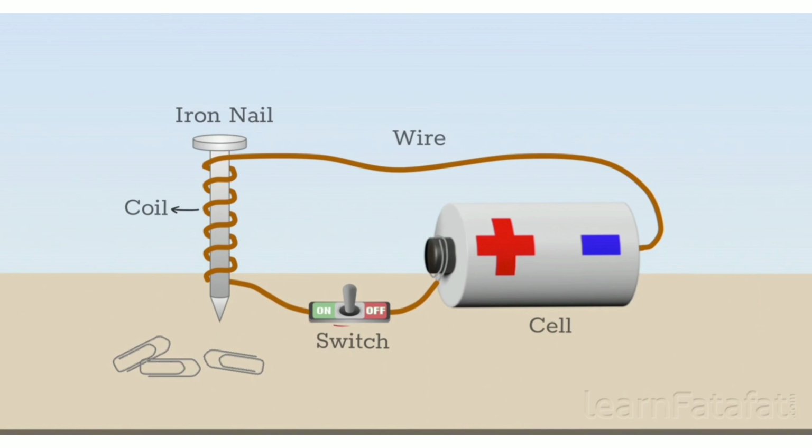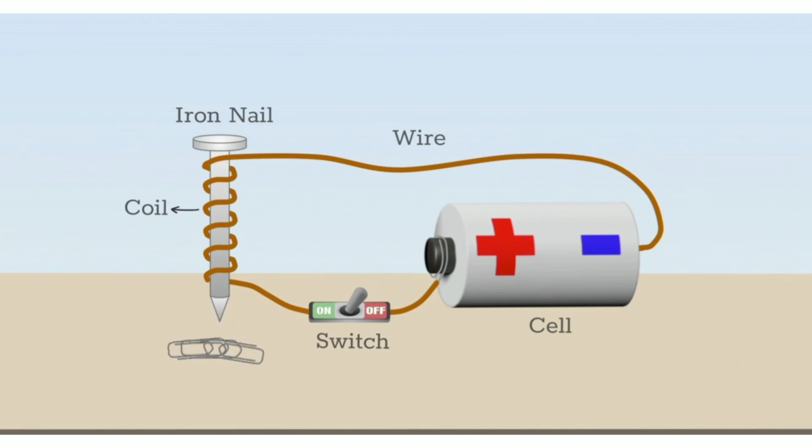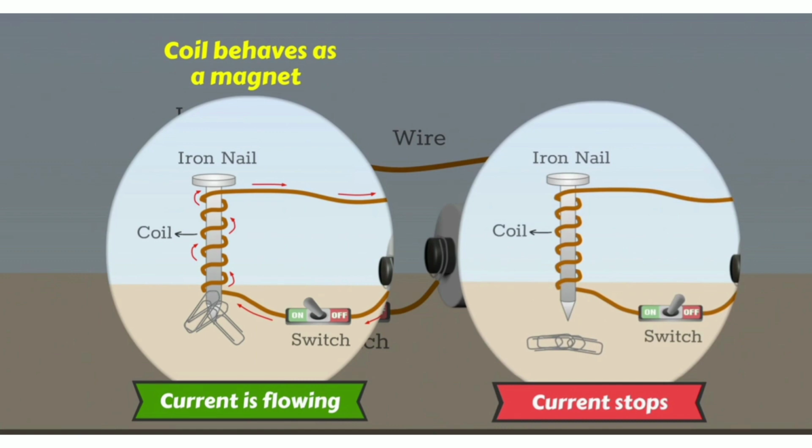Now turn on the switch so that current flows. As soon as the switch is turned on, the iron nail attracts the pins. As a result, the pins stick to the end of the iron nail. However, as soon as you turn off the switch, the current stops and the pins no longer stick to the iron nail. Here the coil behaves as a magnet when current flows through it. However, when current stops, it loses its magnetism. Such a coil is called an electromagnet.